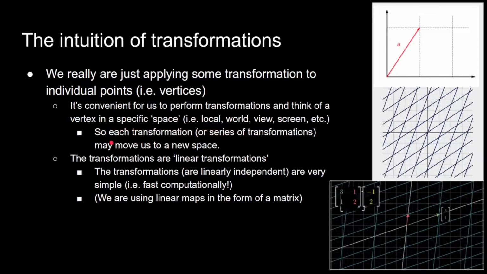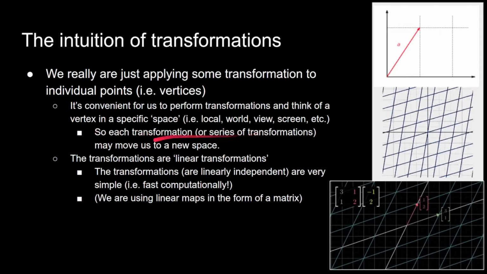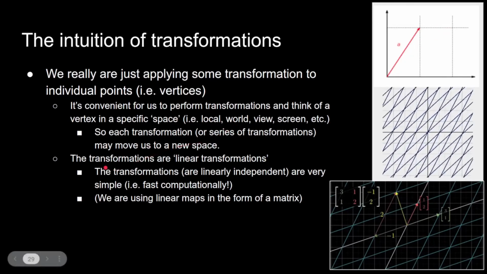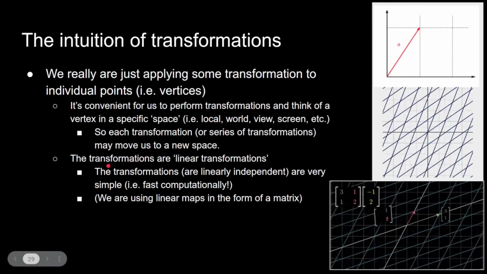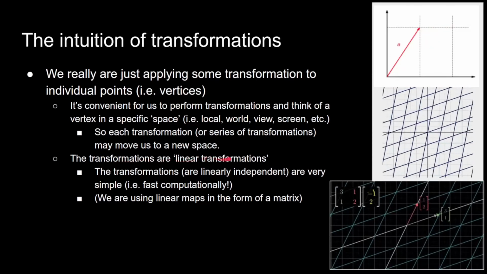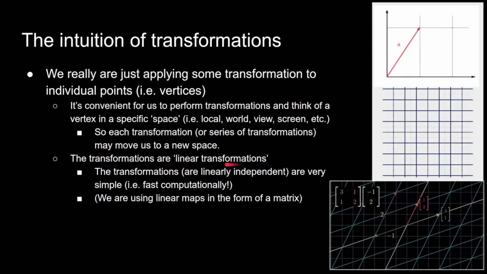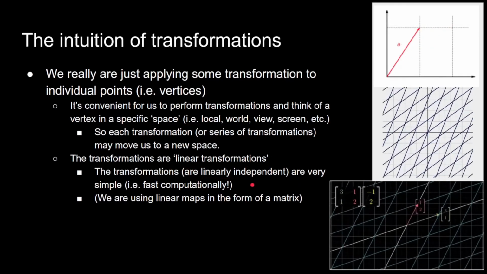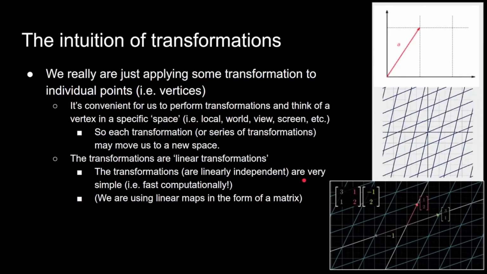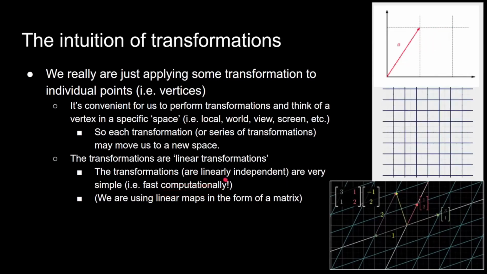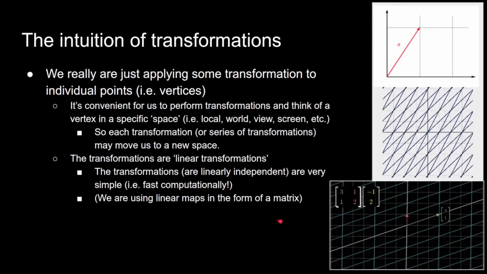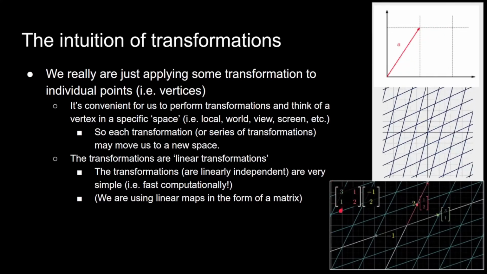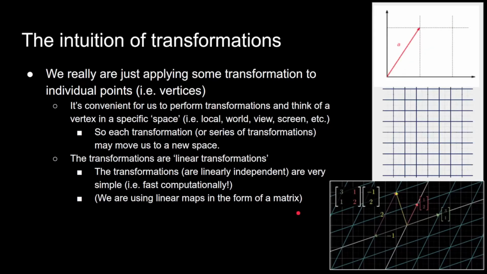So for now, just know that each transformation or a series of transformations is going to move us into a new space that's convenient for us to work in. And the reason this works well is that these transformations are linear transformations. Okay, this is where linear algebra comes from. The transformations are, what we say, linearly independent. That's important because, one, it means we can do things sort of in parallel, and they're also very simple computationally. And this matrix, which we talked about at the end of the last module, is our tool here. That's going to encode this information of how to transform a point.